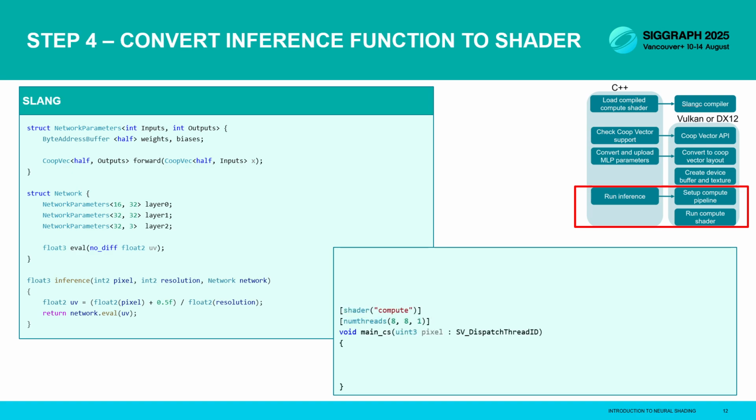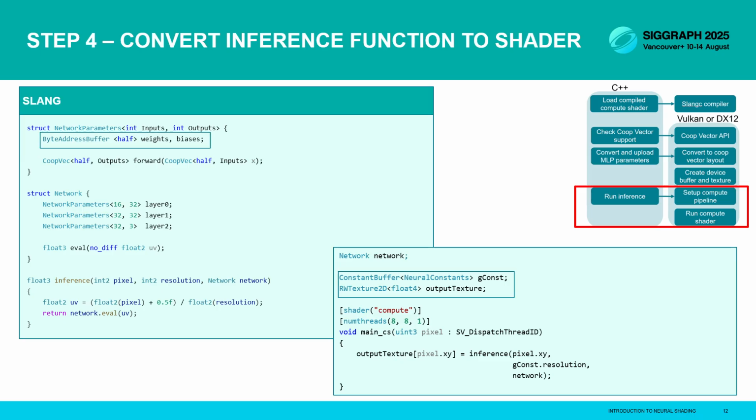We start with the compute shader function definition and use the dispatch thread ID as input pixel coordinates. Call the inference function using pixel XY coordinates and put the output RGB value into the output texture using the same pixel XY coordinates. We use a constant buffer to pass the resolution parameter into the compute shader and create a network structure instance in the global namespace. It's important to correctly fill and bind all necessary buffers. After that, we add the compute shader definition into our Slang source code, and now it's ready to be called from C++.